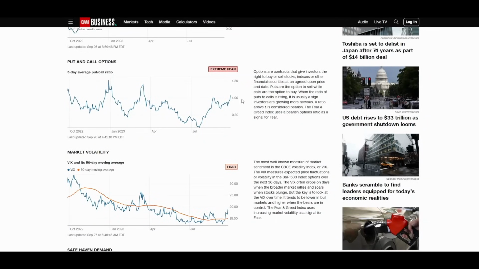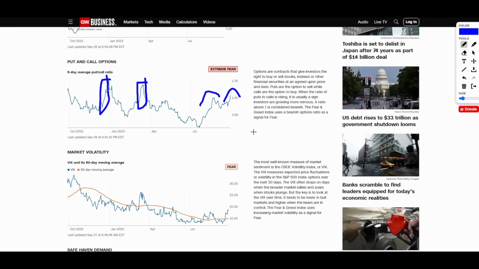Put to call ratio shooting up. Not really the best time to go short. Very often after these huge shots to the upside in the put to call ratio, the market actually bottoms, right? And this is now looking like a double top.